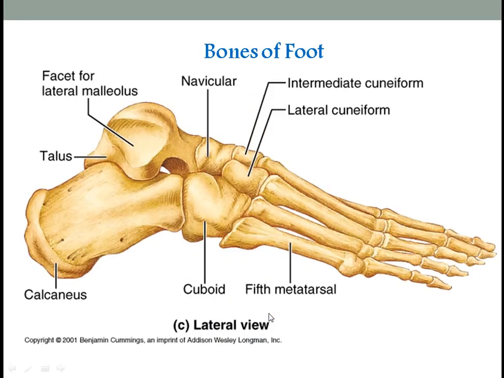The lateral view. This is the calcaneal bone, and this is the talus. This is the navicular bone medially, and the cuboid bone laterally. And these are the three cuneiforms: the lateral, the intermediate, and the medial, which is not apparent here. This is the metatarsal bone, and here this is the phalanx. This is the proximal, middle, and distal phalanx.